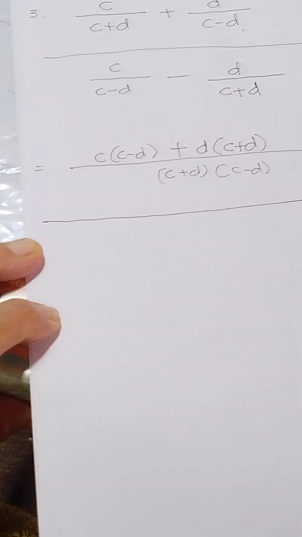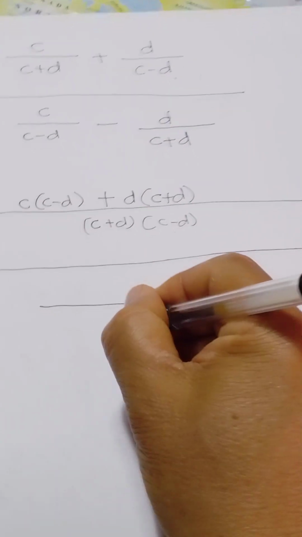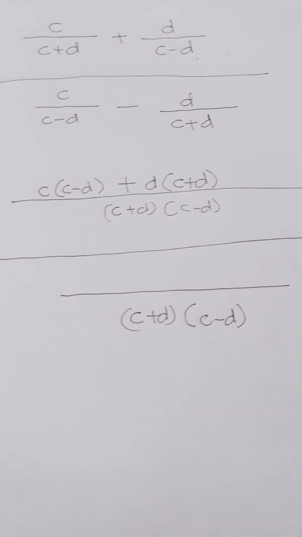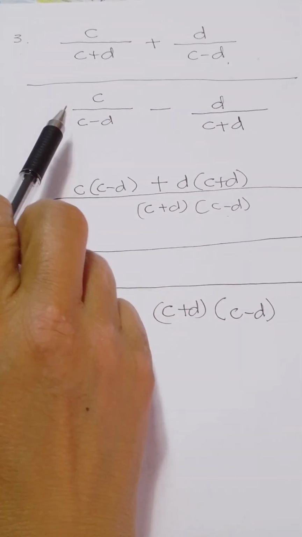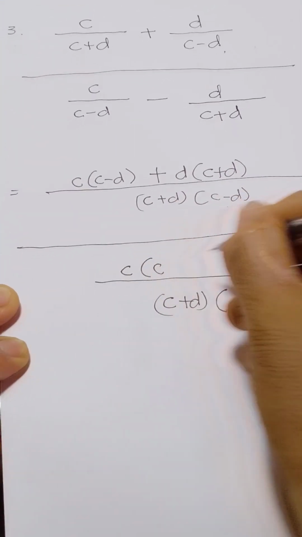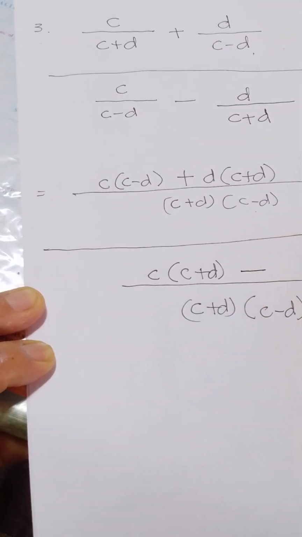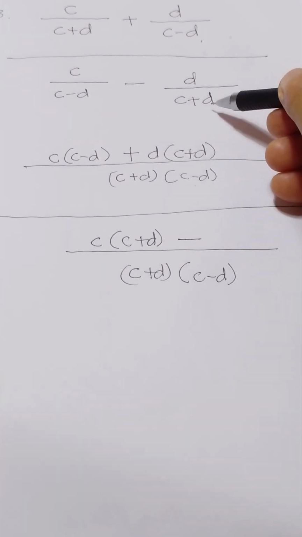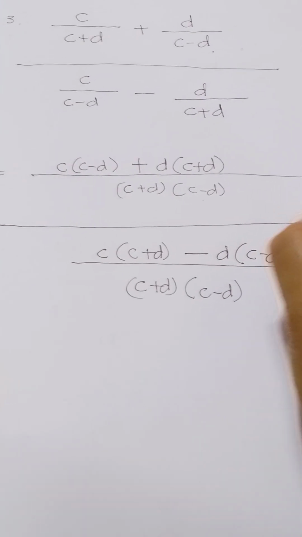Now, I have to find also the LCD of my denominator, this one. So this will be c plus d, and then c minus d. So this is my LCD now. So I have to divide by my first denominator. So I have here c, then c plus d. And then copy the operation which is the subtraction. And then c plus d and c minus d divided by c plus d. So I have here d times c minus d.